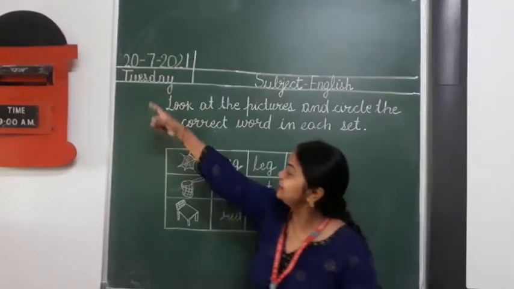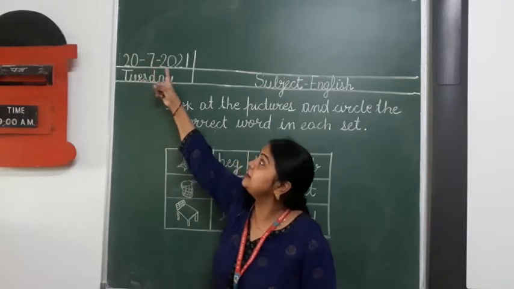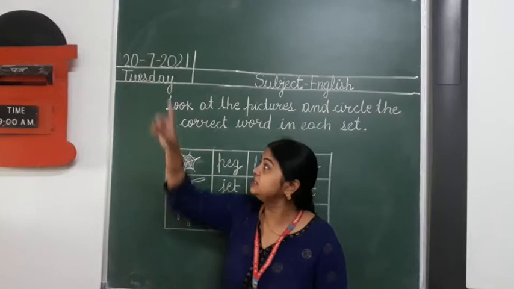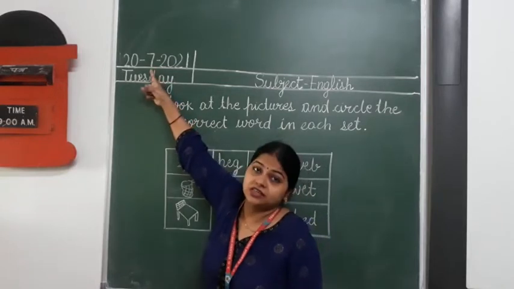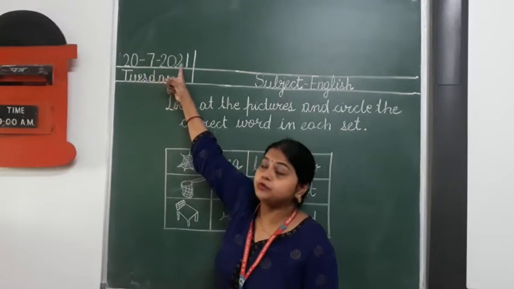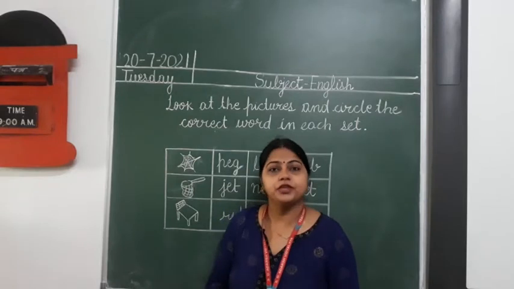So, students, look here. What is the day today? Today is 20th July 2021. July is the 7th month of the year. That's why we will write 7 here. 20th July 2021. Today the day is Tuesday. What is the day today? Tuesday.